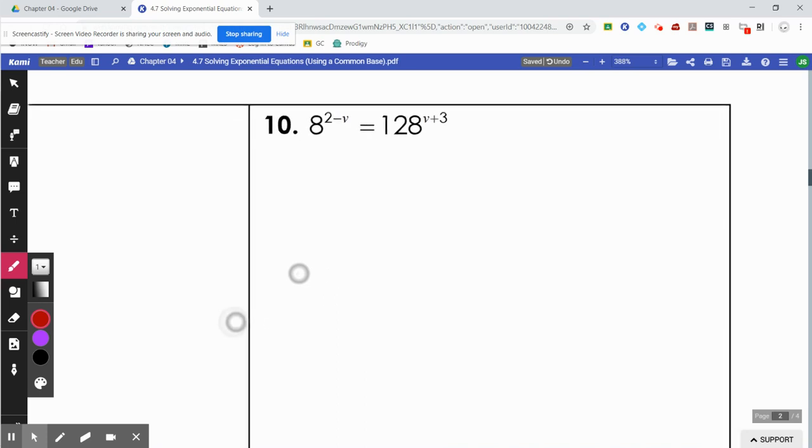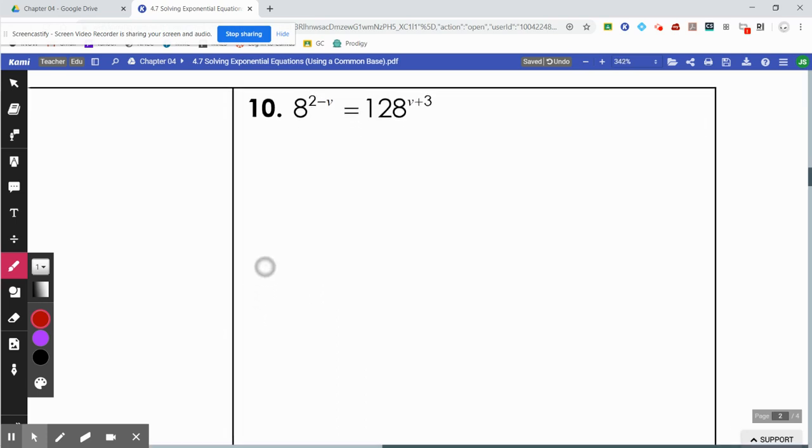8 and 128. I know that 8 we can turn into a base of 2, and that's about it. You could either leave it as 8 or turn it into a 2, so let's try them both as a base 2. So 8 is 2 times 2 times 2, and that's raised to the 2 minus v power. 128, that would be 2 to the 7th power, and that's raised to the v plus 3.